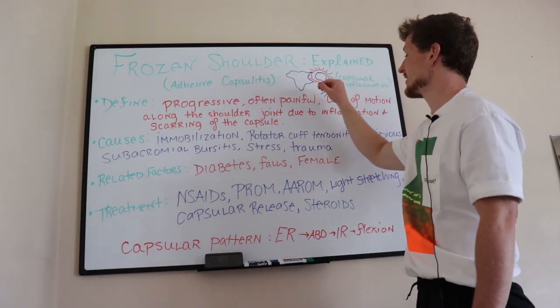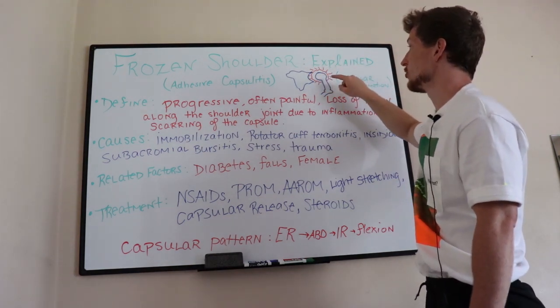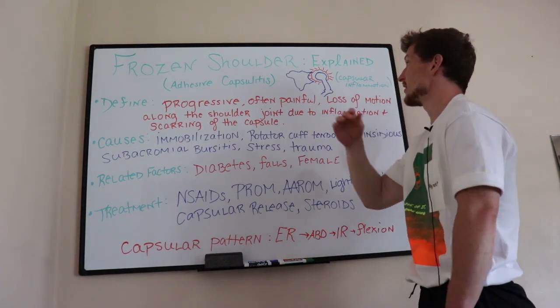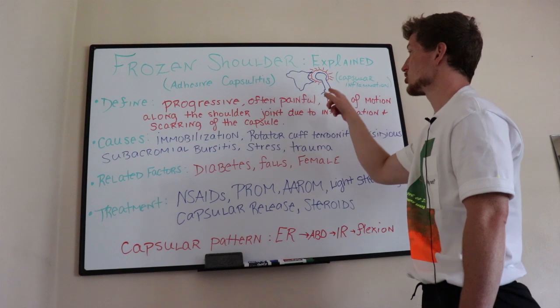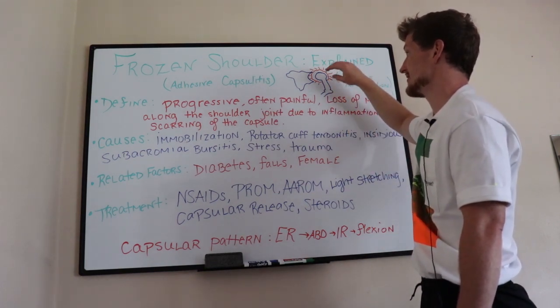So this is the capsule right here. It is a literal capsule that encapsulates your glenohumeral joint, your humeral component of your glenohumeral joint, and it encapsulates this shoulder bone right here, keeping the joint fluid and keeping all the joint structures in this capsule.